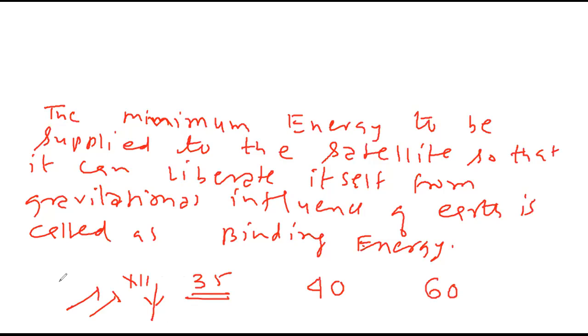So this is what it means. If a satellite is revolving around Earth, it has got energy of 10 joule. If I give 10 joule from outside, then can it liberate itself or not? It can. If I give 12, then it can. So the minimum is the energy it is having. Giving more than that will also work. So the minimum energy to be supplied to the satellite so that it can liberate itself from gravitational influence is called as binding energy. Definition, everybody has followed?